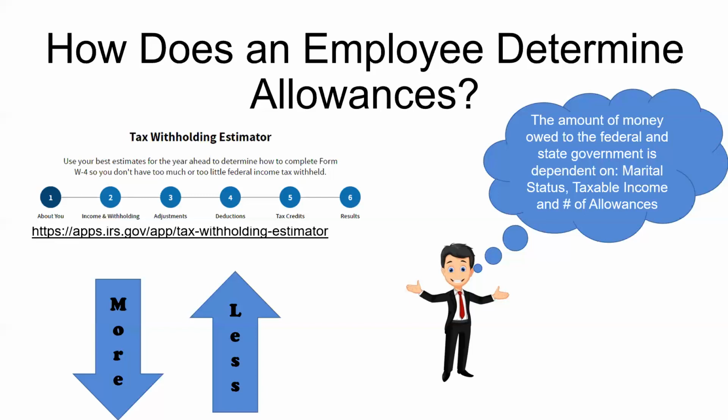The amount of money that's owed to the government, federal and state government, both of them, you know, this is calculated in both directions, but federal and state government is dependent on your marital status, your taxable income, and your number of allowances you have.